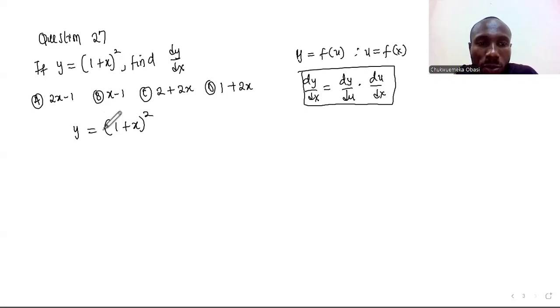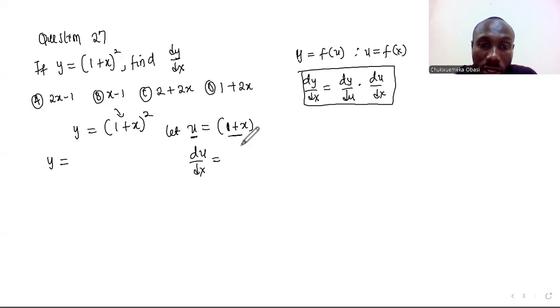So solving this problem using chain rule, let u be equal to 1 plus x, this part right inside here. You can see now that u is a function of x, so I can differentiate u with respect to x. If I differentiate 1, I get 0. If I differentiate x, I get 1. So du/dx is just 1. Now I know my du/dx, so I need to get my dy/du.